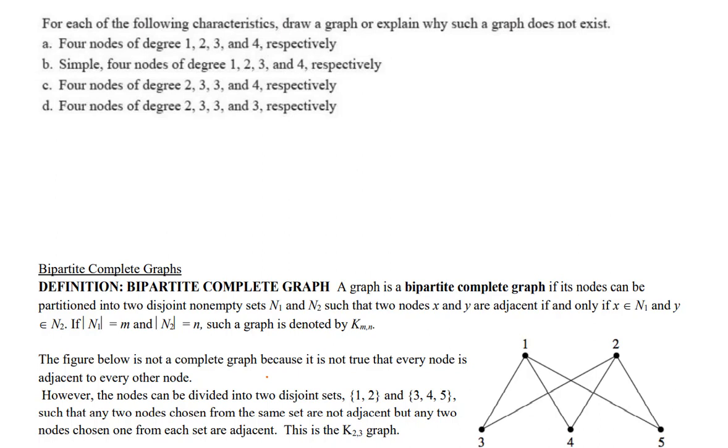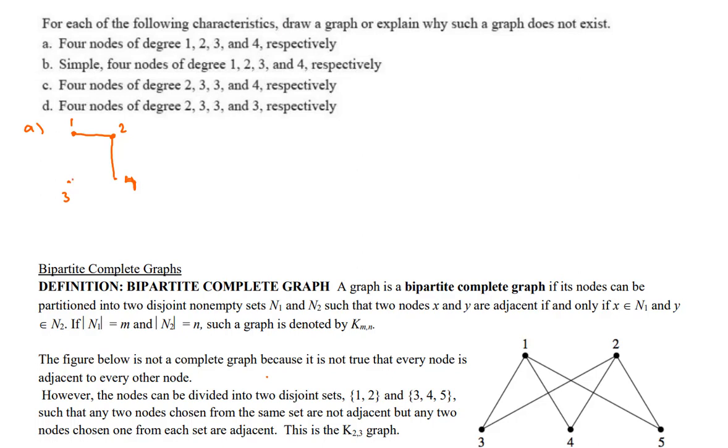So for A, we have 4 nodes. Here is 1, 2, 3, and 4. So let's see, we want degree 1, 2, 3, 4 respectively. So let's do the node 1 with 1 degree. So maybe 1 can go to 2. And the node 2 with 2 degrees, so maybe we'll go to 4. And then now 2 has 2 degrees and 1 has 1 degree. And then 3, we want it to be 3 degrees. So how do you do that?